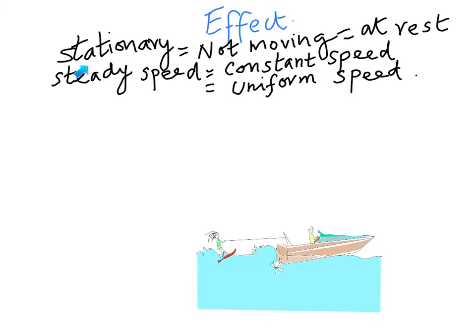Okay, so first some words that are very often used. Stationary object means it's not moving and it's at rest. The speed is 0. Stationary, not moving, at rest, all mean the same thing. Steady speed is the same as constant speed or uniform speed, all meaning the same thing. They mean that the object is moving at the same speed. Speed is not changing. That's what it means. Okay, so let's consider the same example as before, but in a different way.